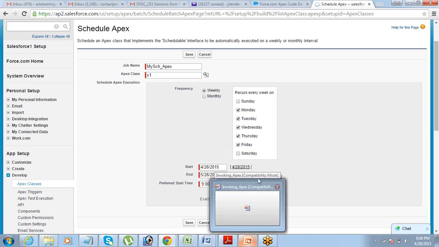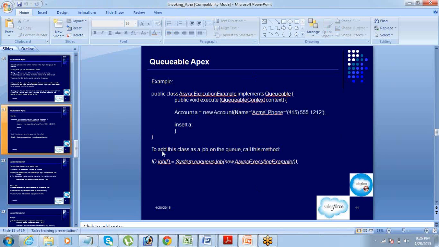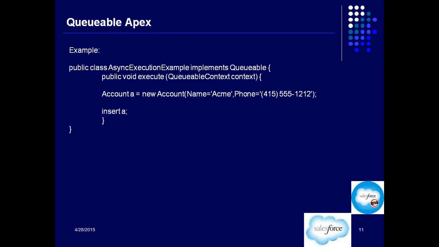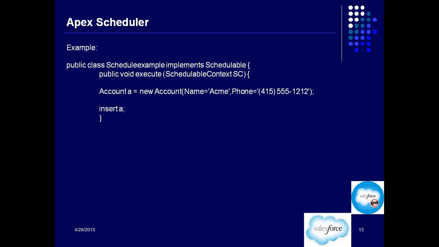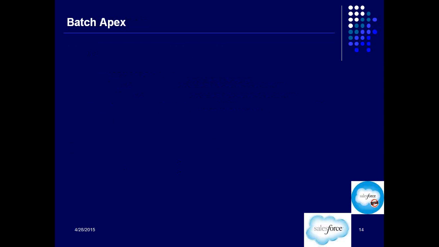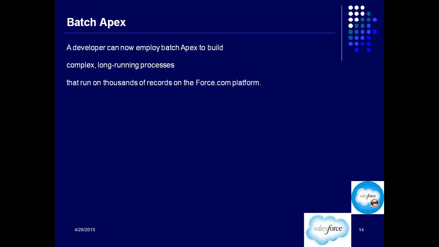So we have seen three different ways of asynchronous Apex, right? Queueable Apex, scheduler, and then there is batch Apex. Okay. Now, what is batch Apex? Batch Apex is another way of using asynchronous Apex. A developer can now employ batch Apex to build complex, long-running processes that run on thousands of records on the Force.com platform. Okay, so if there's a long process which involves thousands of records, then you can perform that operation in small batches. Rather, instead of starting one process which is very long, you can do small batches.